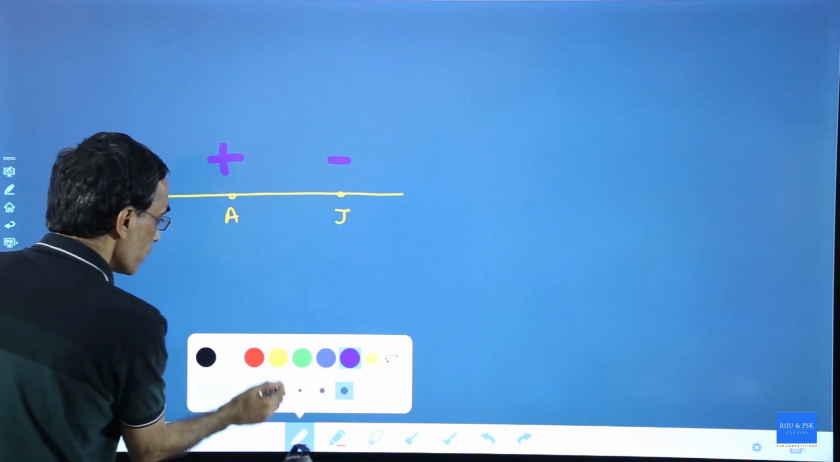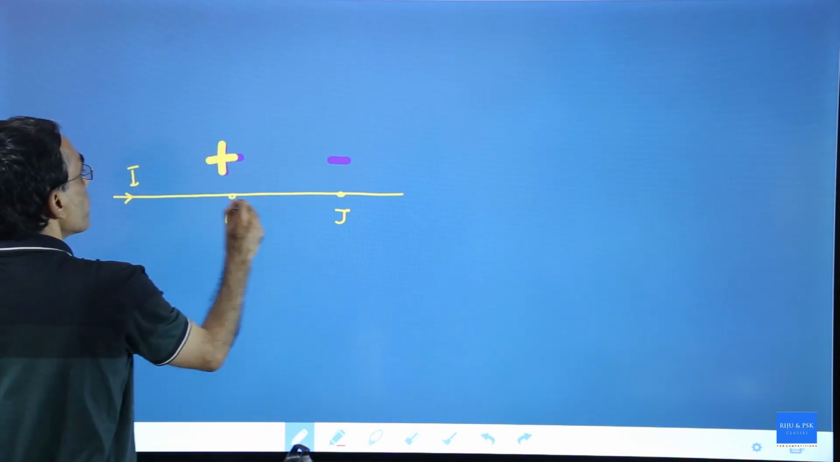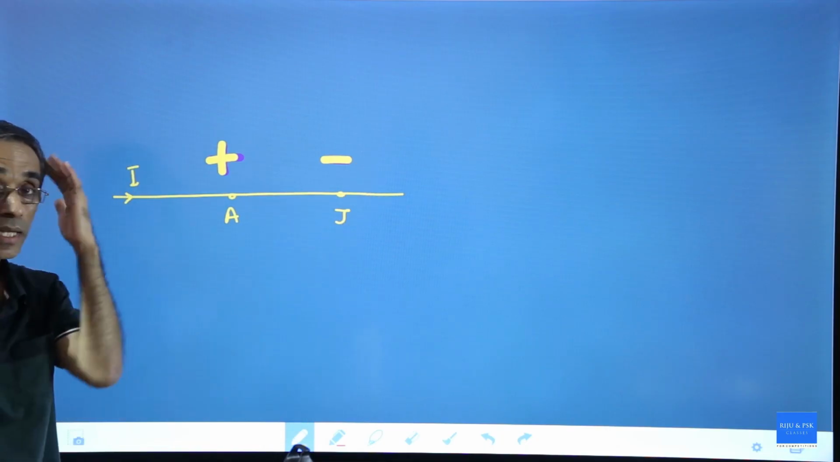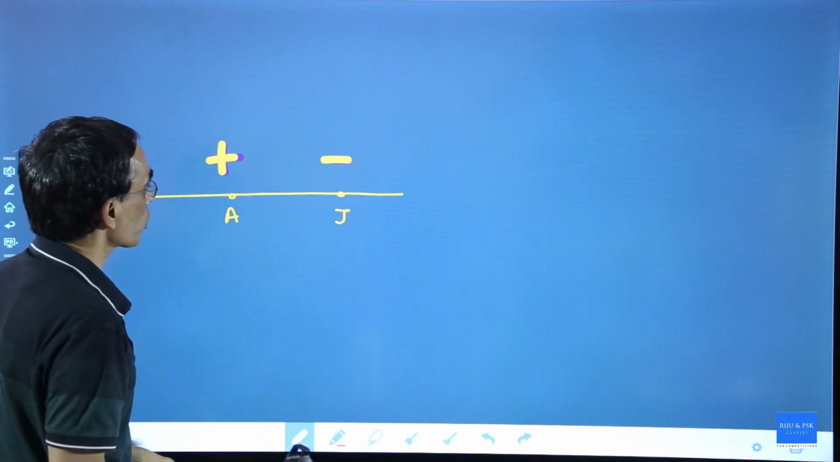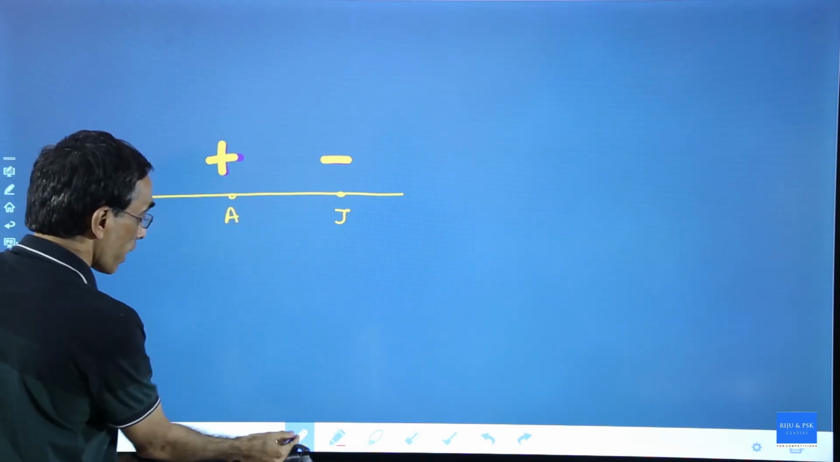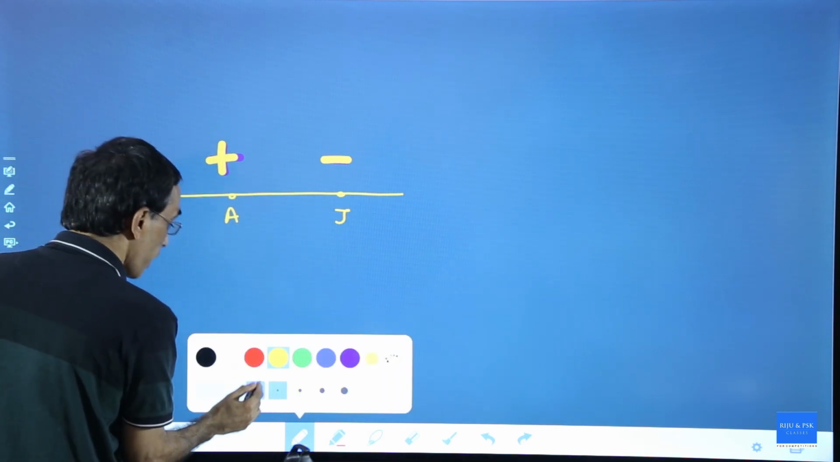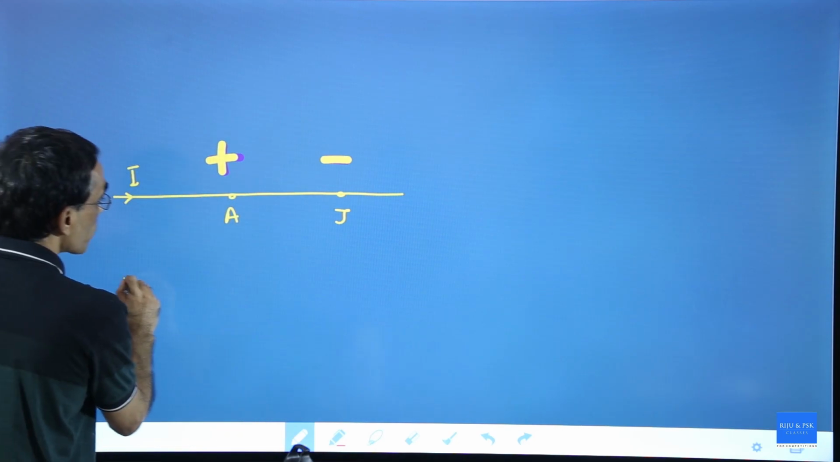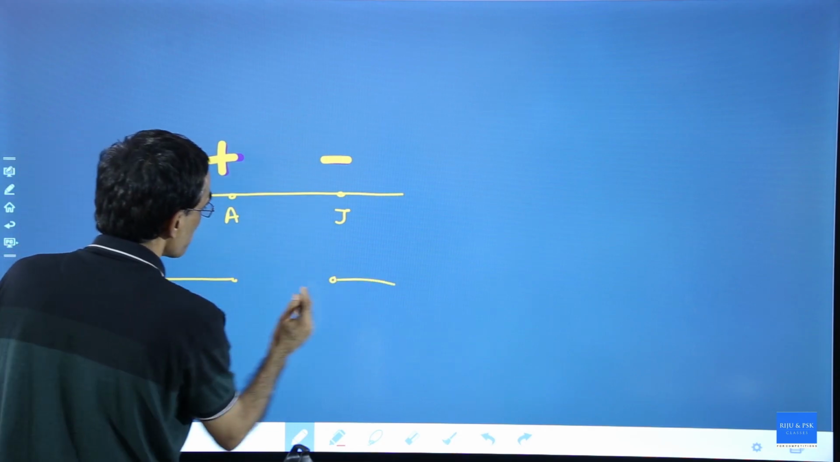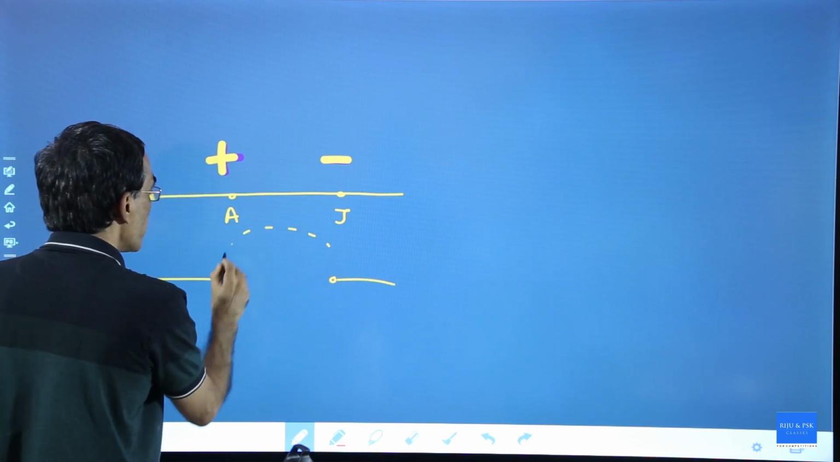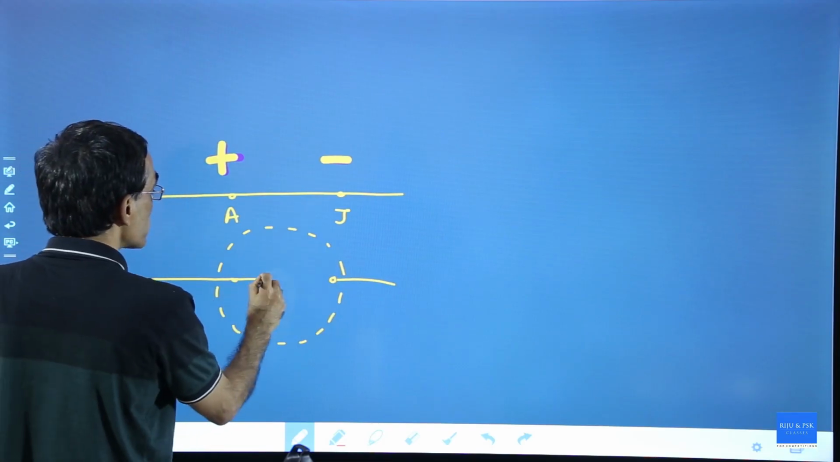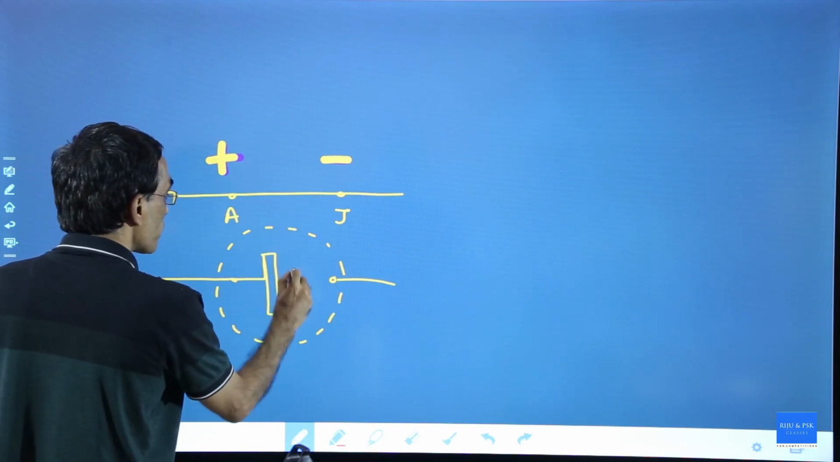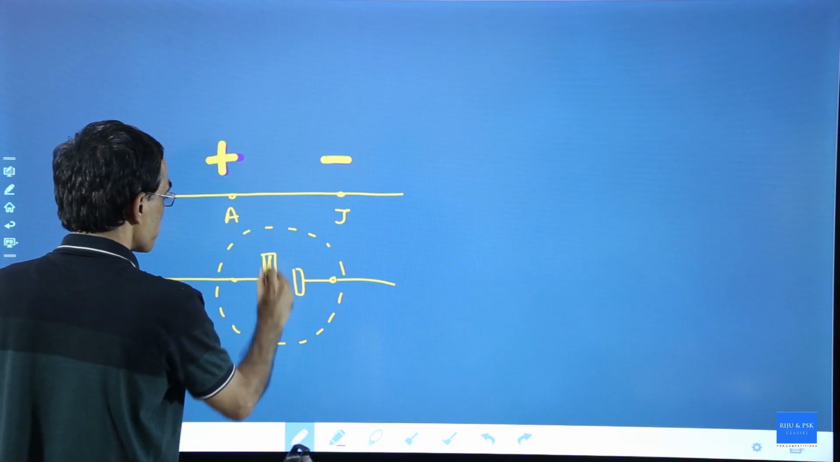Is it visible? You should see the wire like this. This is at higher potential, this is at lower potential, just like a cell. That's important. Just like a cell means this section of the wire is behaving like a cell here. Here you should visualize a cell, and that cell will have its positive terminal here and negative terminal here.